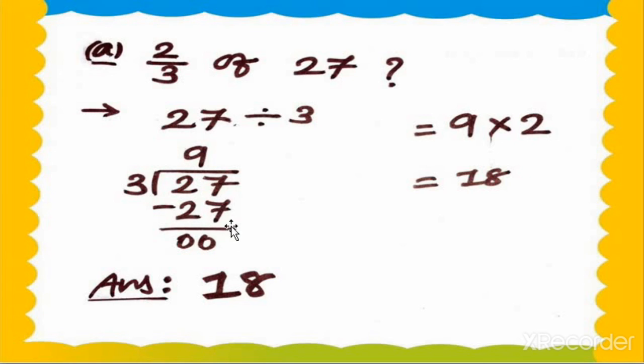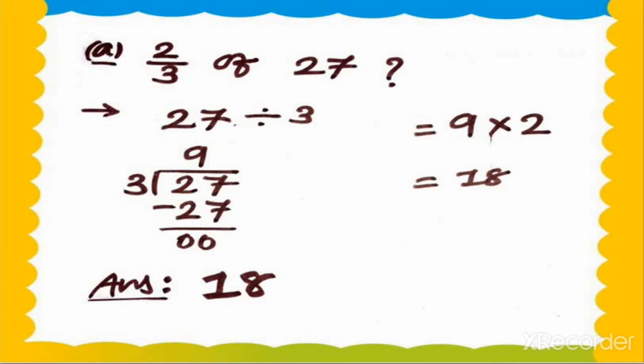3 9s are 27. 27 minus 27 means 0. Okay. Now what did we get here? The quotient. We got 9. Okay. And now do step number 2. Multiply with the quotient. So what is the quotient? 9. 9 multiplied by 2 means 9 1s are 9, 9 2s are 18. So what is our answer? 18. So 2/3 of 27 is 18. Understood?